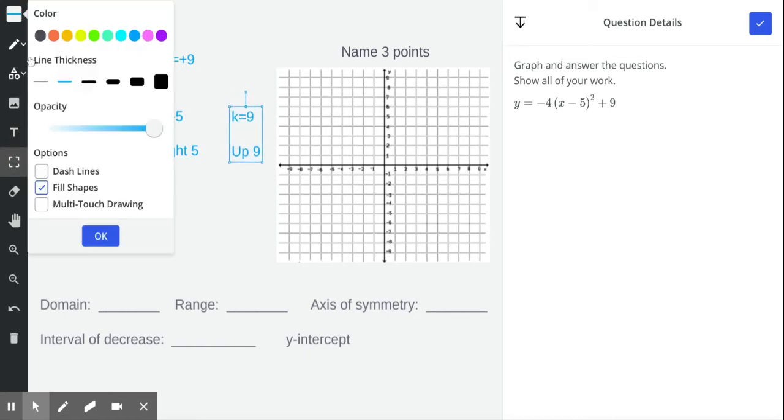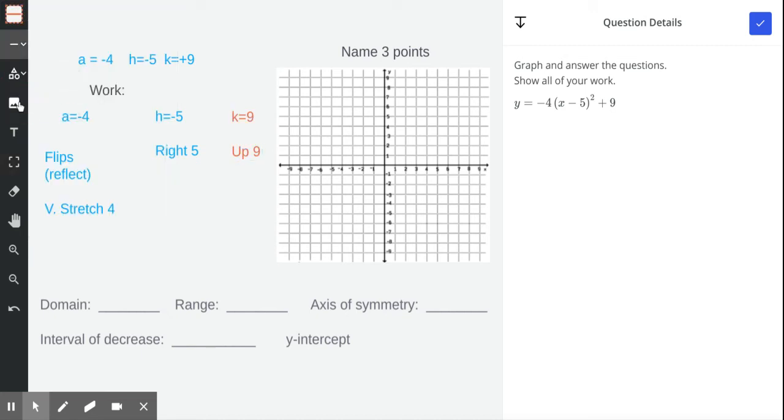Now I'm going to start with my dashed red line. Oh, I didn't mean to change that color, sorry. But I'm going to move right 5, and so my vertical one goes right 5. My horizontal one goes up 9. And then my vertex occurs in the middle.